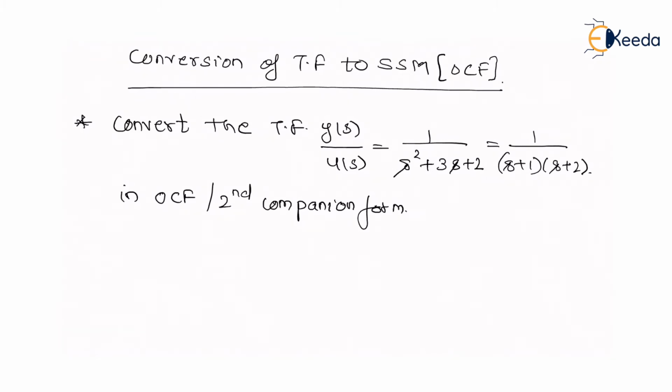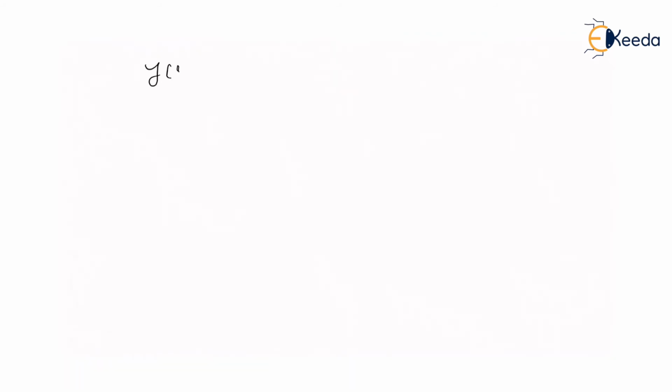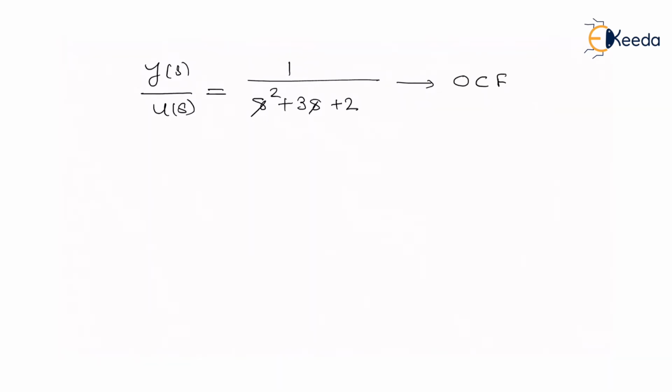Now there are two approaches for converting into observable canonical form. The first approach is a shortcut method and the second approach is a long cut method. The long cut method will be discussed at the time of designing of feedback or observer design. Let us discuss the same problem with the help of the shortcut method. As we have Y(s)/U(s) = 1/(s² + 3s + 2), I need to convert this transfer function into observable canonical form.